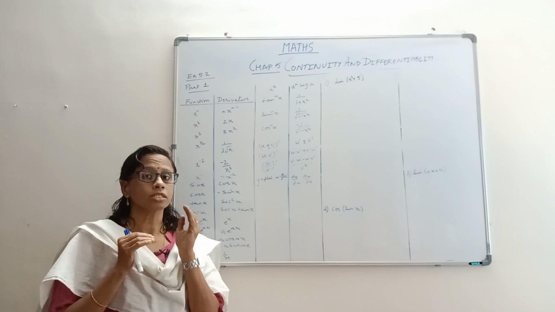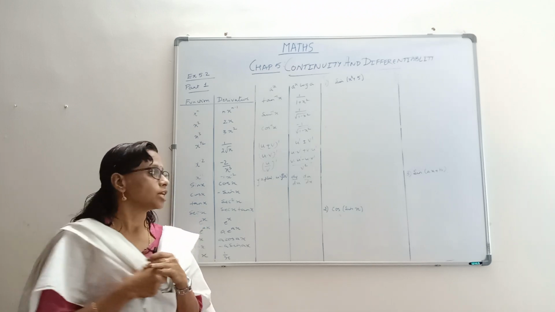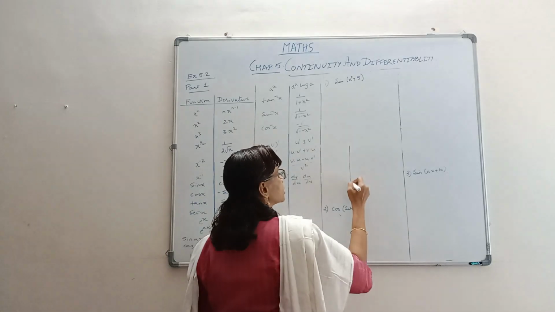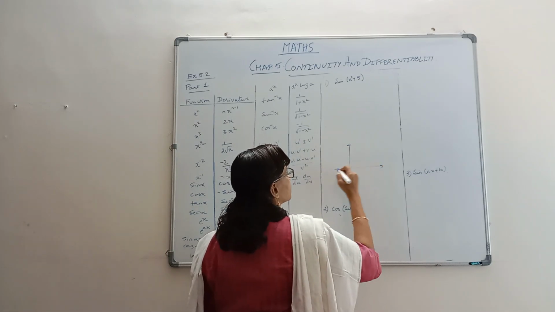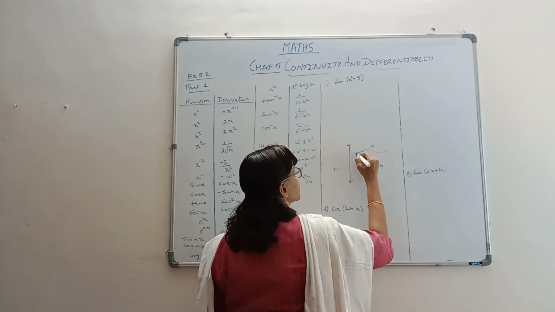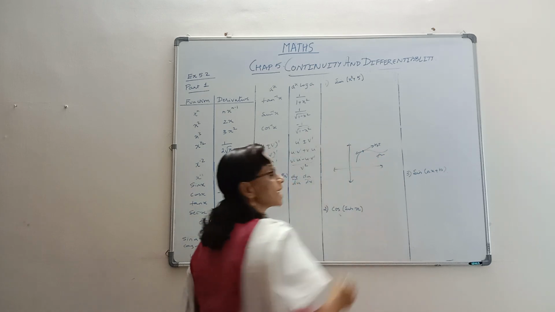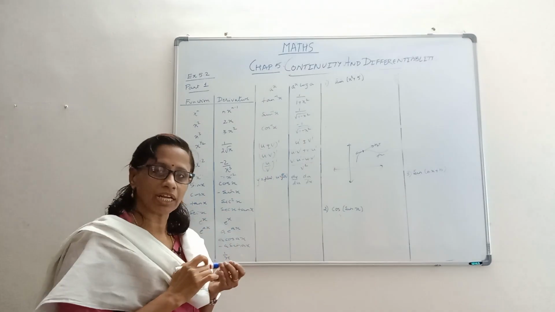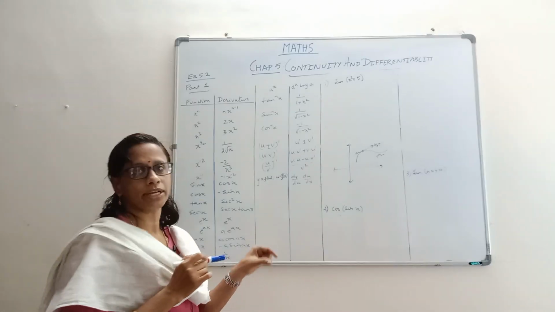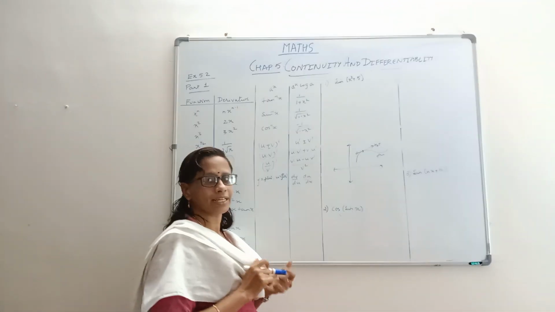a particular point means it's the slope of the tangent that is drawn to that point of the function. Suppose you have a function which is like this, some function like this, at a particular point when we draw the tangent, this is a tangent, this is the function, the slope of that line at that particular point is what is called the derivative of that function at that point.